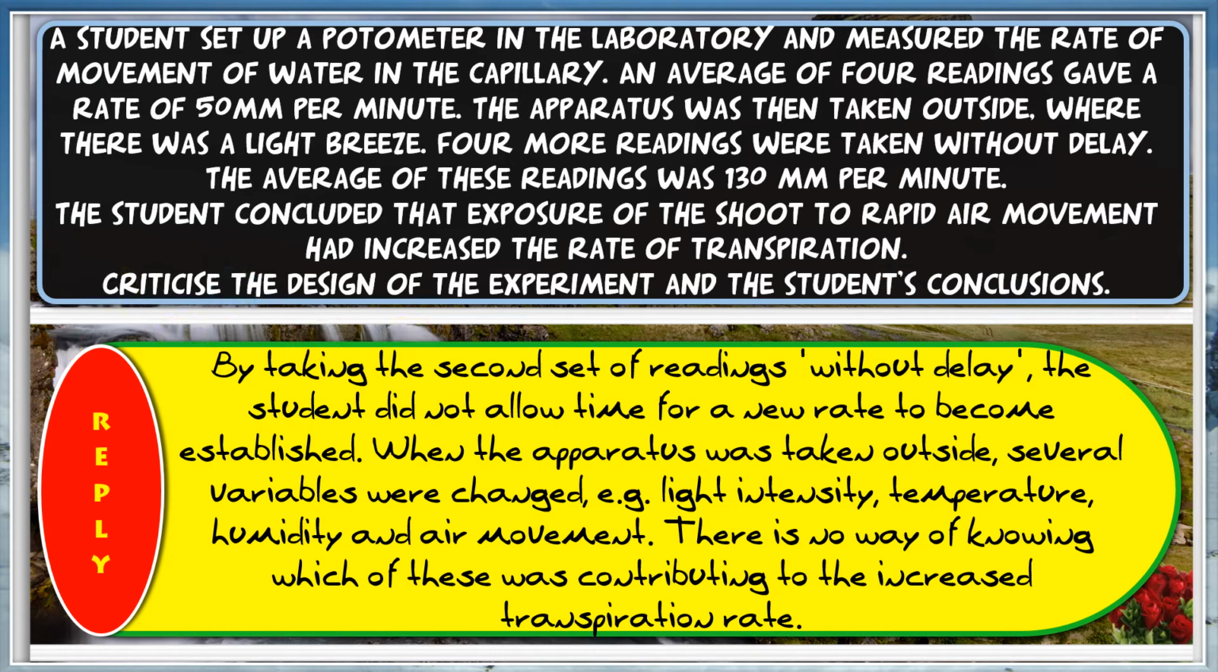By taking the second set of readings without delay, the student did not allow time for the new rate to become established. When the apparatus was taken outside, several variables were changed. For example, light intensity, temperature, humidity, and air movement. There is no way of knowing which of these was contributing to the increased transpiration rate.